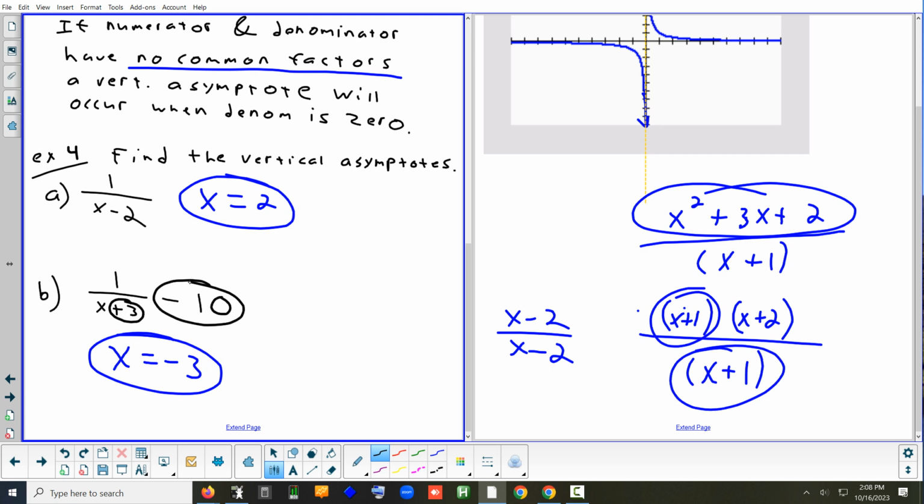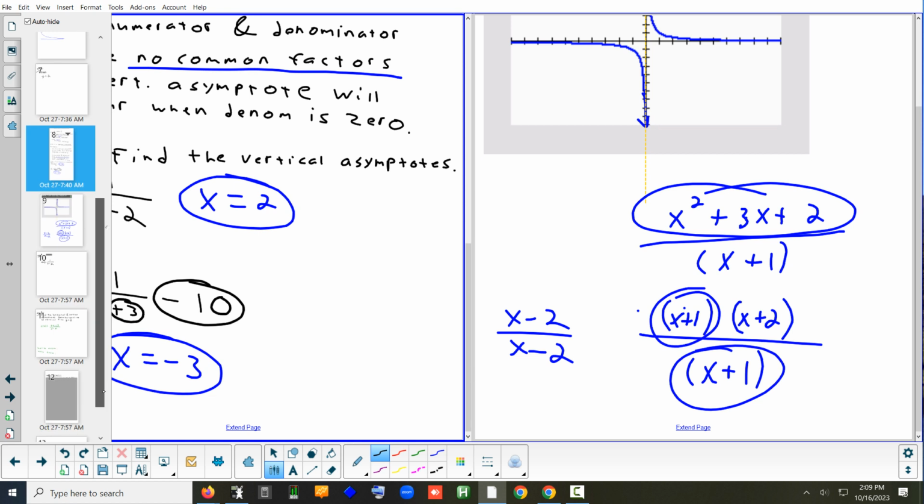Any questions on 4A and 4B, why those have vertical asymptotes? Okay, there's not really a lot here. Just look at something.